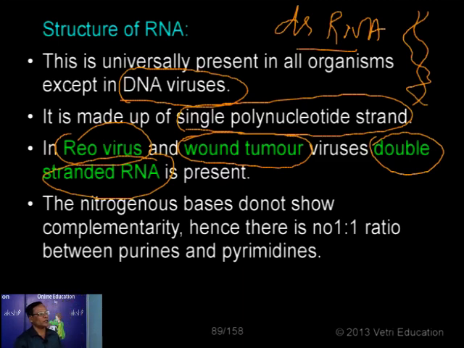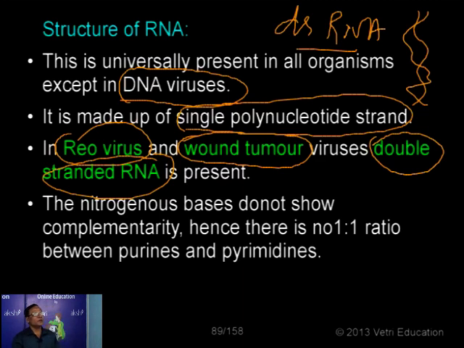But in the case of retroviruses like the AIDS virus, though we have two strands of RNA, they are not present as a double-stranded structure. That is why such viruses are called diploid viruses. They have two identical strands of RNA, not double-stranded. But in the case of reovirus and wound tumor virus, we have double-stranded RNA. Okay, so that is a peculiar condition. In all other cases, it always exists in the form of a single polynucleotide strand.